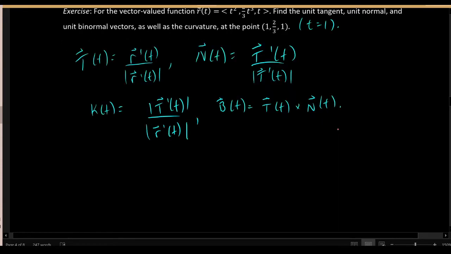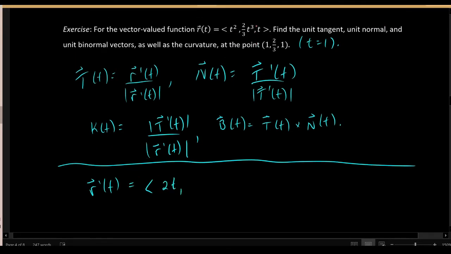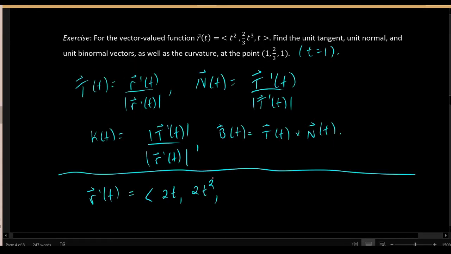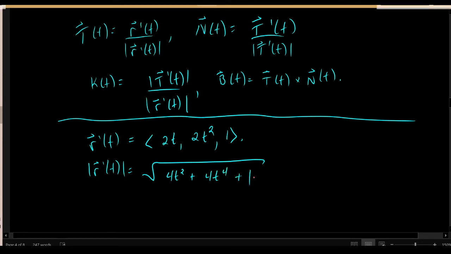So the first thing that we need to do is get this velocity vector, r prime. r prime of t is equal to the derivative of t squared, the derivative of 2/3 t cubed, which is 2t squared, and the derivative of t, which is just 1. Now let's record the length of this quantity. The square root of 2t quantity squared, which is 4t squared, 2t squared quantity squared, which causes that 2 to become a 4, and then 1.